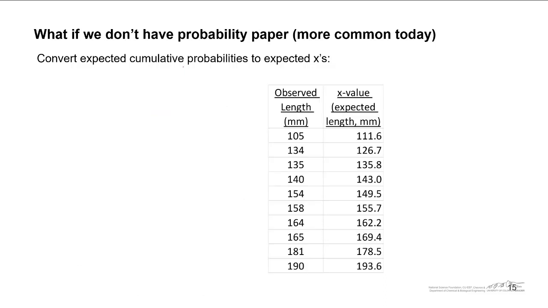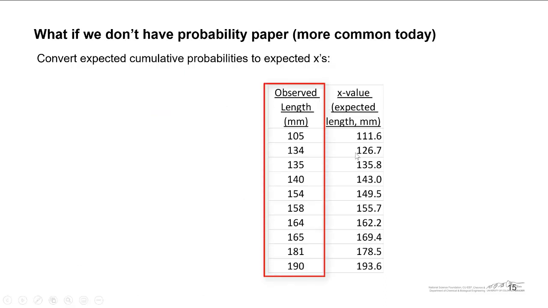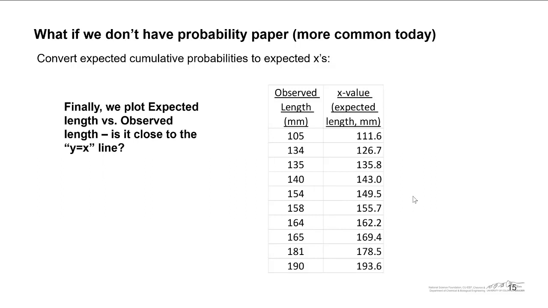We can then take our observed length and our expected length and put them side by side in Excel, and we can plot those. And we can ask ourselves, when we plot observed versus expected, or vice versa, you could do expected versus observed, does it lie close to the y equals x line? And if it does, then you can kind of conclude that these data are normally distributed.